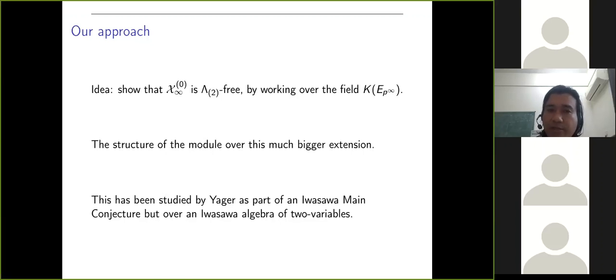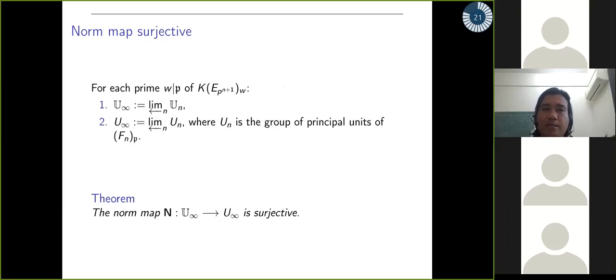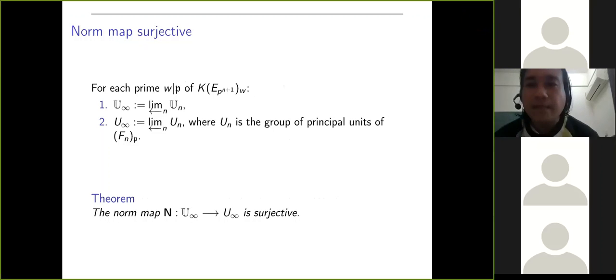And then he tried to relate this to another two-variable p-adic L-function constructed by Katz, and we're going to use this one. So here is the basic setup.